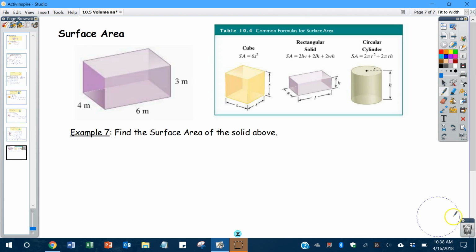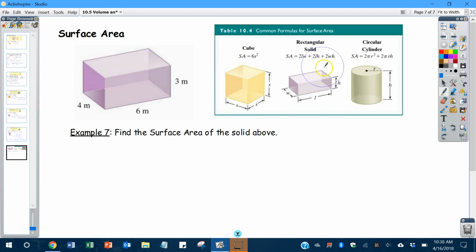And the other part of this section is surface area, and I have 3 surface area formulas that are rather simple. So the surface area is just the sum of the area of all the sides of the figure. So here's how you find the surface area of a cube. It's just 6 squares. So S squared is the area of the square. 6 of those, 1, 2, 3, 4, 5, 6.